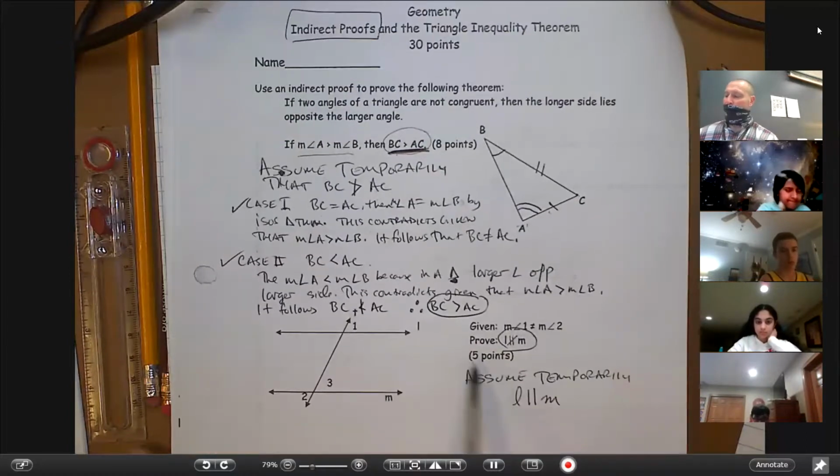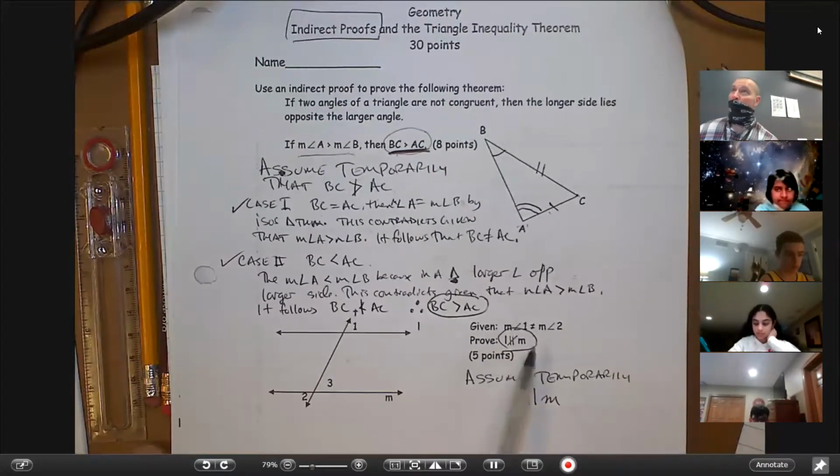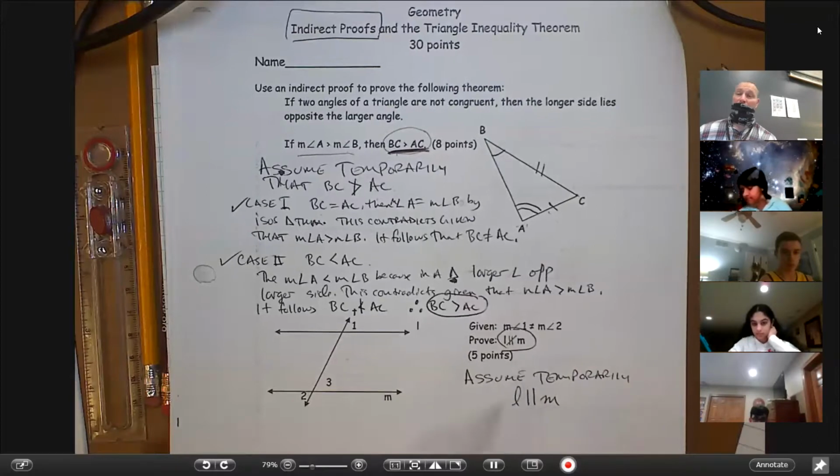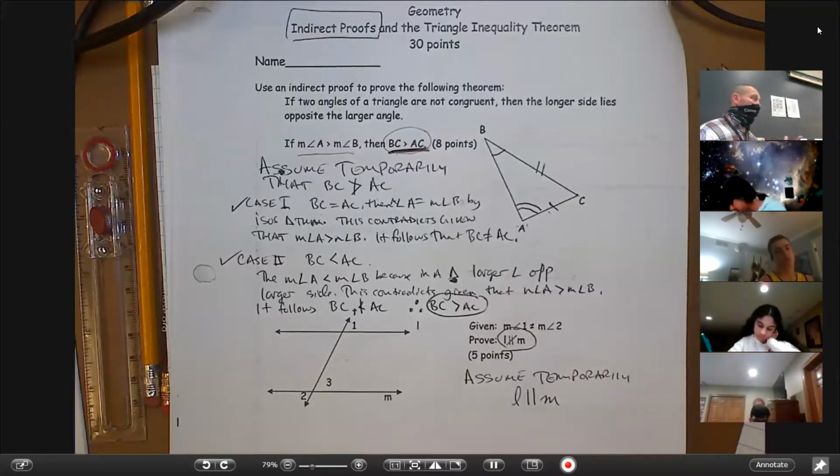If I was given this second proof down here, and I want to prove that line L is not parallel to line M, I would assume temporarily that line L is parallel to line M. So whatever I'm trying to prove, the first step in every indirect proof is to assume temporarily that what you're trying to prove is not true. And then look for a contradiction of some known fact, or usually a contradiction of the given. Any questions on that?